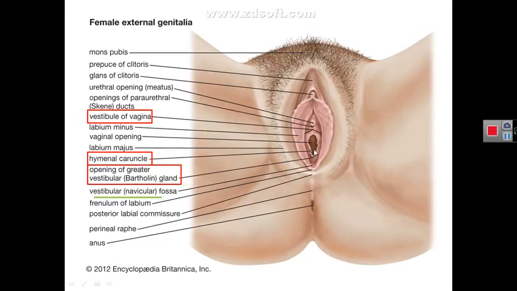And just behind the vagina you may see a region which is the most posterior part of the vestibule, that is called vestibular fossa. This region lies between the posterior commissure of labia minora and the opening of the vagina.